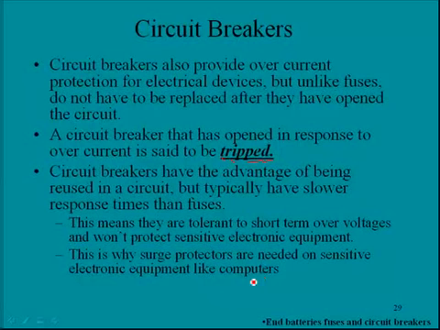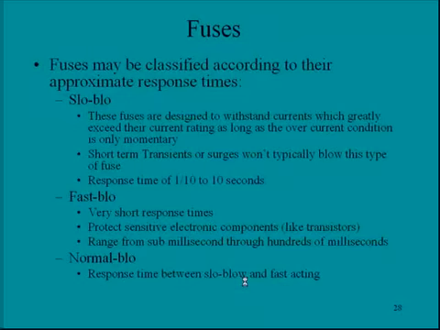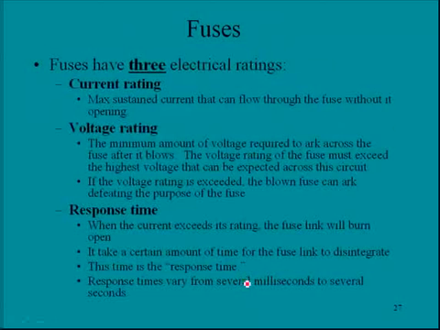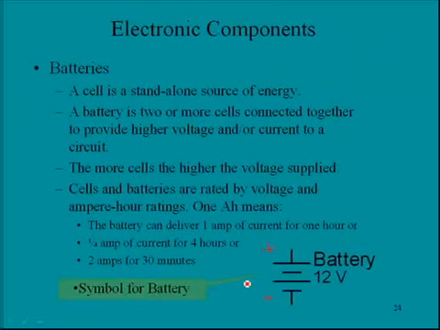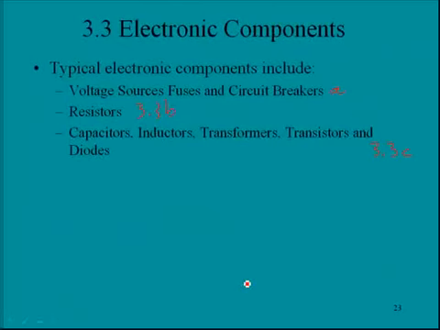Okay, this was a quick lesson. We looked at circuit breakers, fuses, and the different ratings of fuses, and we looked at batteries. So this introduces electronic components. The next section, 3.3b, we'll be looking at resistors.